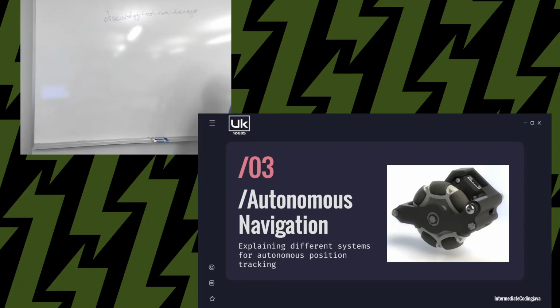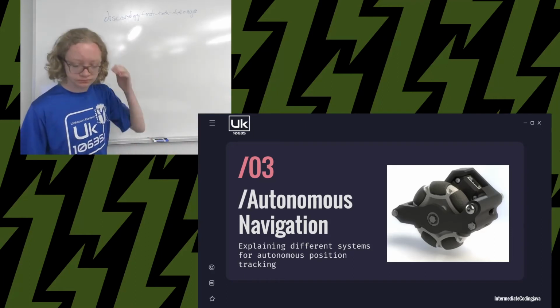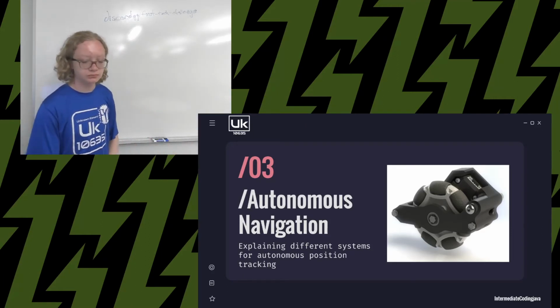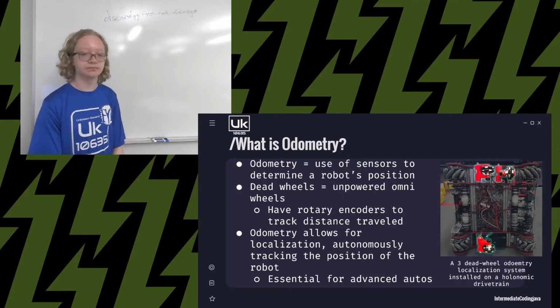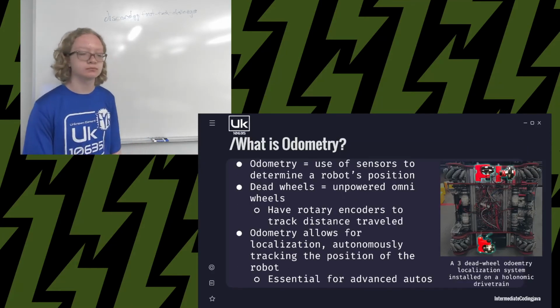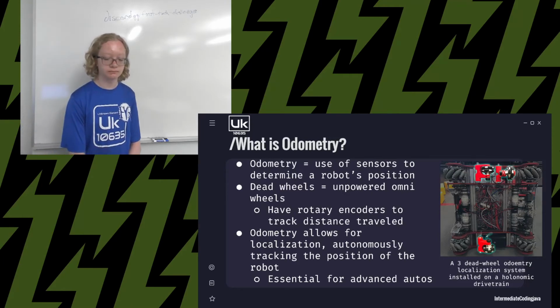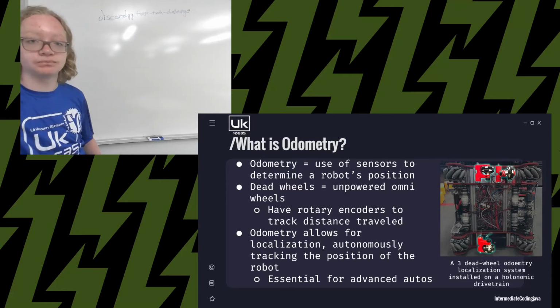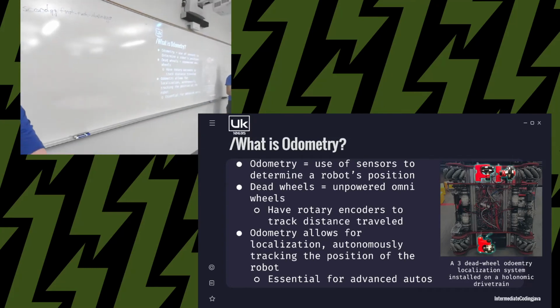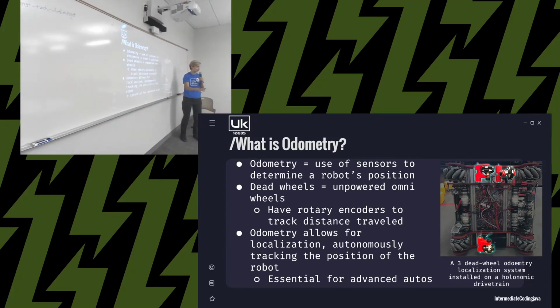Okay, now time for autonomous navigation, explaining the different systems for autonomous position tracking. Next slide, please. So what is odometry? Odometry is the use of sensors to determine the robot's position. Normally, odometry uses something called dead wheels, which are wheels under the robot that don't actually cause the robot to move, but move along with the drivetrain to track the robot's position using rotary encoders. This allows for localization, which is autonomously tracking the position of the robot.